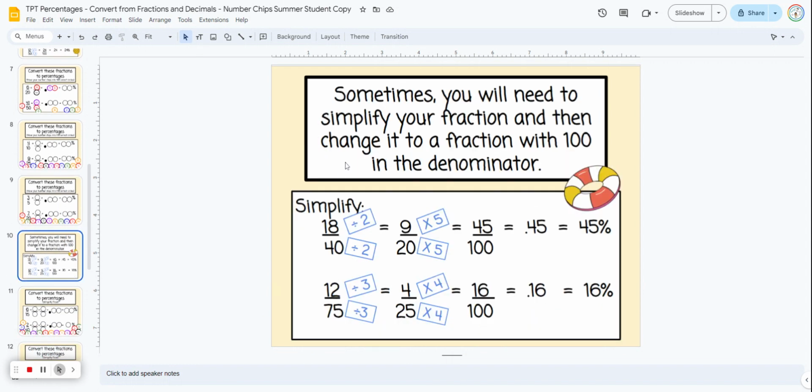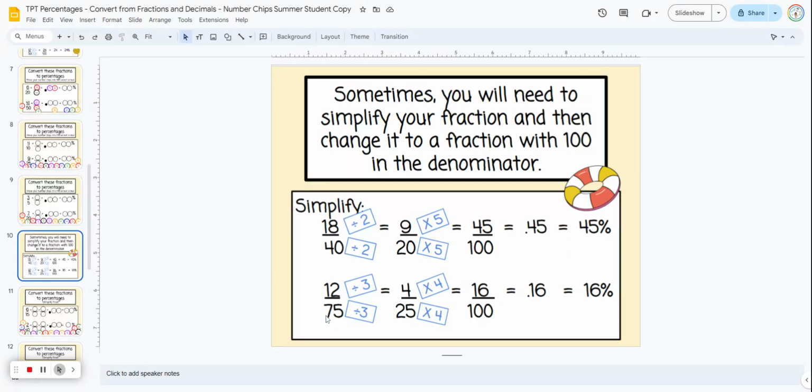Now sometimes we can't directly change our denominator to 100. So we may have to simplify first. So here we have a fraction of 18/40. If we simplify by dividing the numerator and denominator by 2, we get 9/20. Now we have a number that we can convert to 100. So now we're going to multiply the numerator and denominator by 5, and we get 45 hundredths. 45 hundredths as a decimal, which is 45%.